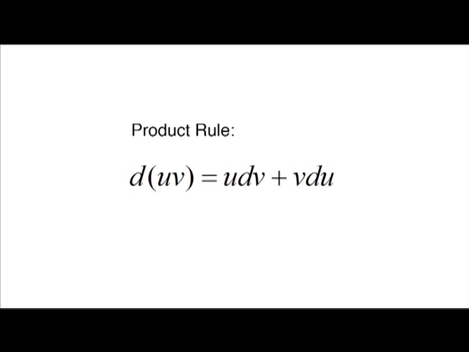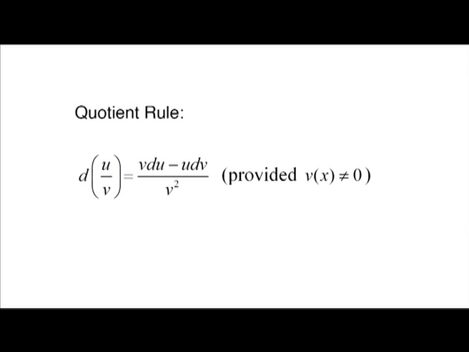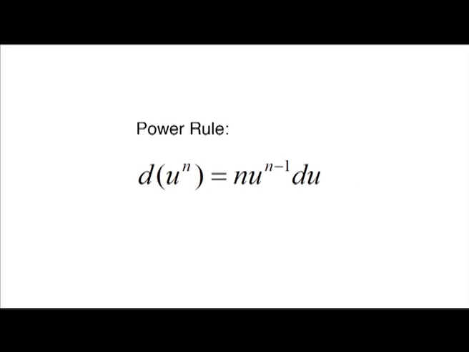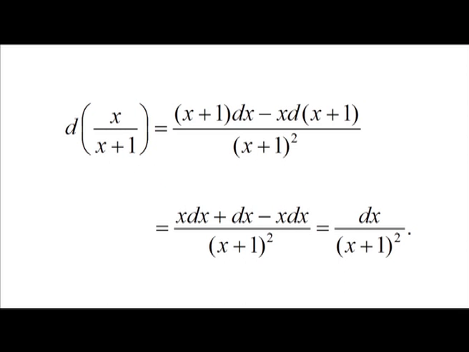Product rule: d of uv is equal to u dv plus v du. Quotient rule: d of u by v is equal to (v du minus u dv) by v square, provided v of x is different from 0. Power rule: d of u raised to n is equal to n times u to the power n minus 1 du.